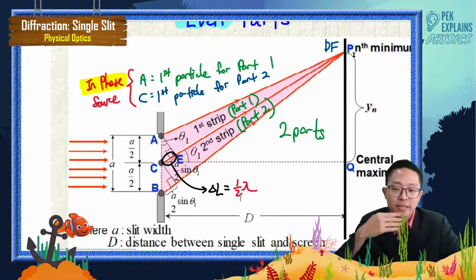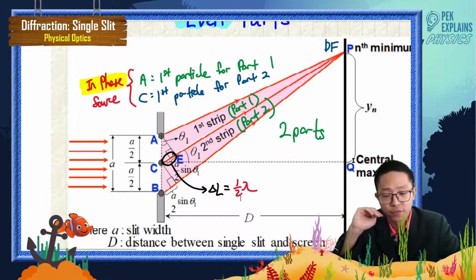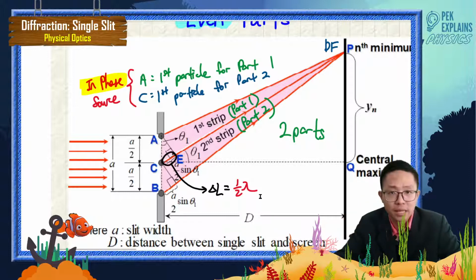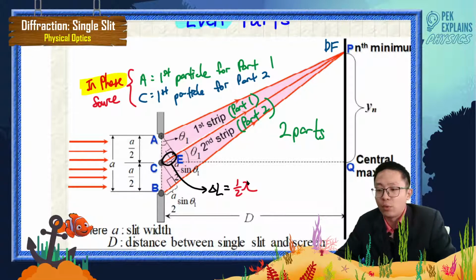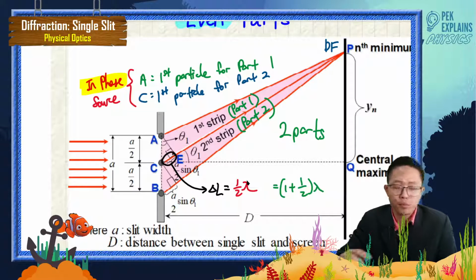We can say this is the first fringe from the central maximum, and the nearest of these fringes to the central maximum is when this delta L is half lambda. Why don't I put 1 plus half lambda? That can also produce a fringe.